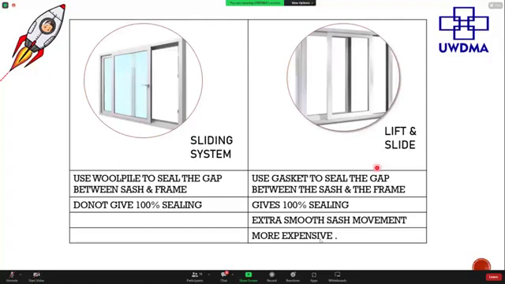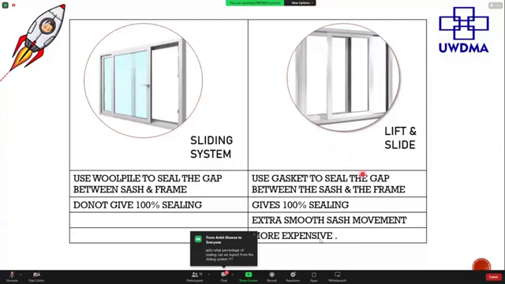In this case, you can suggest to your client that he can have a lift and slide system. Its profile is entirely different from slide and fold. What is the reason a sliding system is not able to give you 100% sealing? Because of the wool pile. As we have seen in the casement system, we have a gasket, which fills and seals the gap between the sash and the frame. But in the sliding system, this is done by wool pile. That's why it is not able to give you 100% sealing, whereas in the case of lift and slide, you do have gaskets.